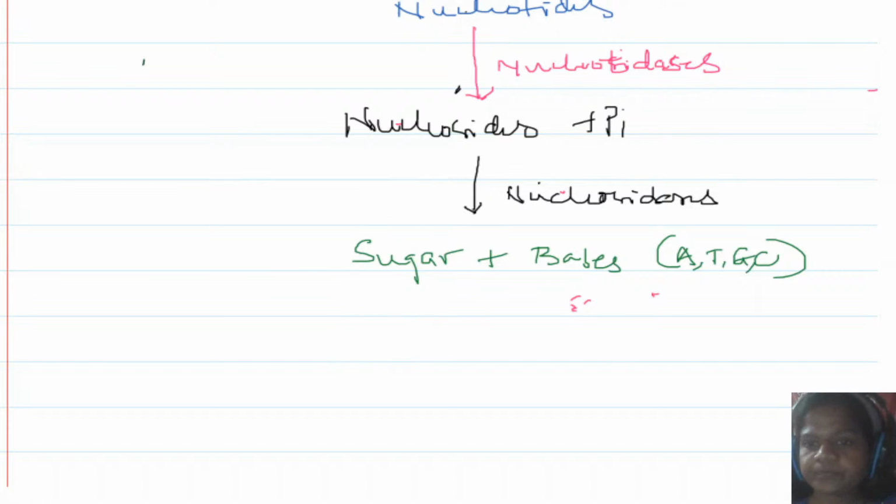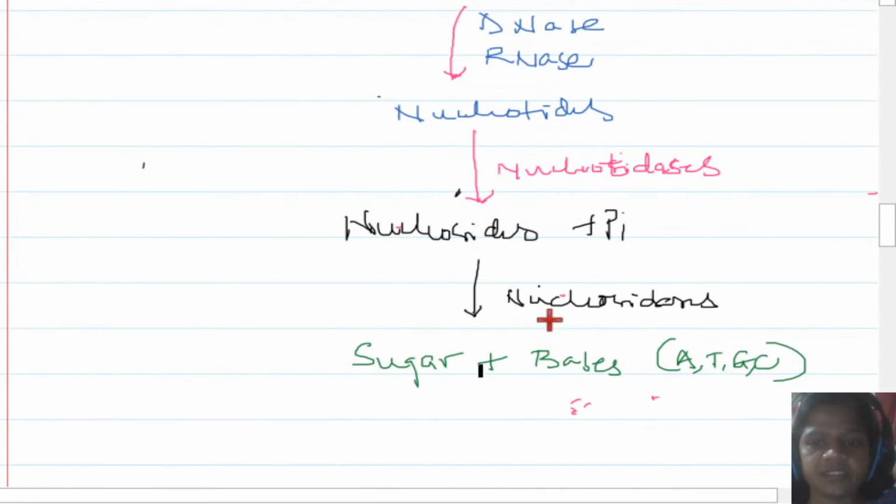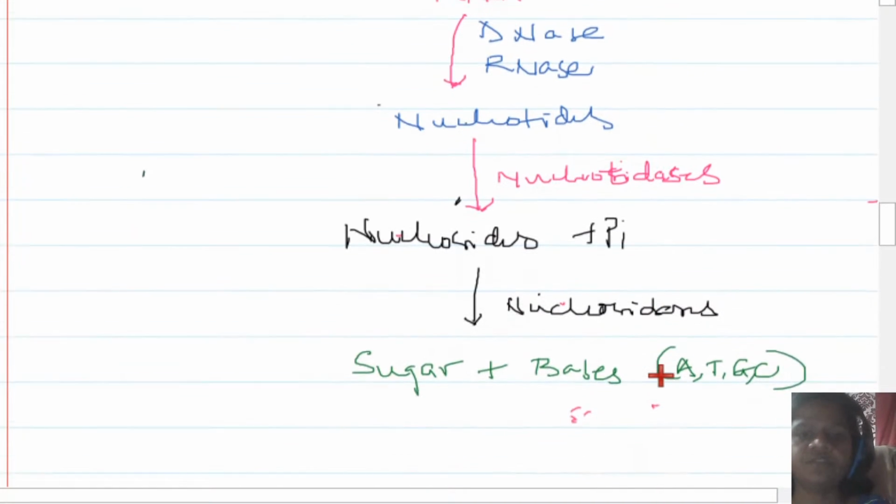So go over one more time. The nucleic acids, the DNA and the RNA, are acted upon by DNAases and RNAases to convert them into nucleotides. The nucleotides are acted upon by nucleotidases to give you nucleosides and phosphates. The nucleosides are acted upon by nucleosidases to give you sugars and bases. These are the final end products of the digestion of nucleic acids.